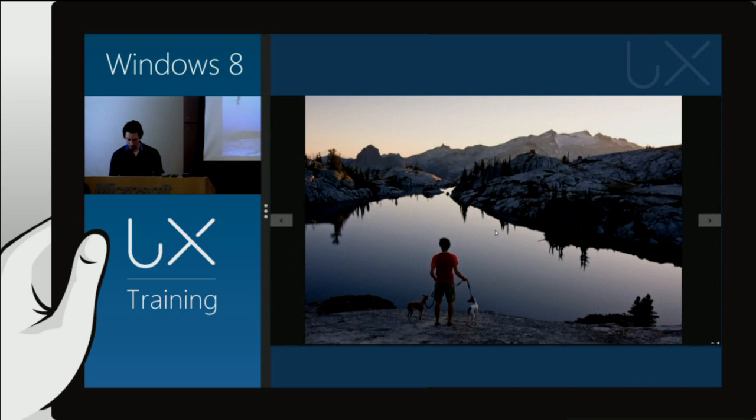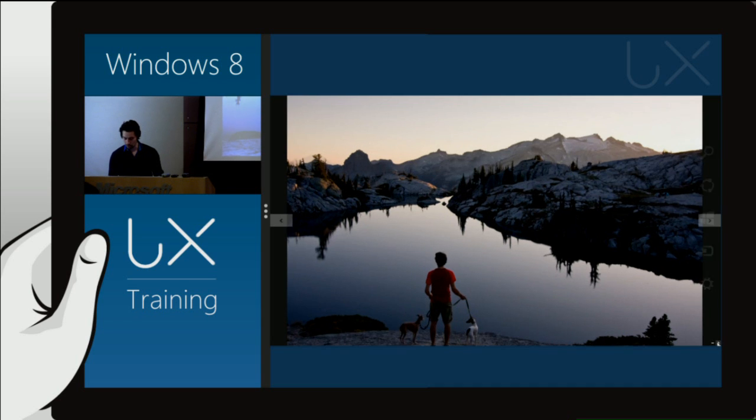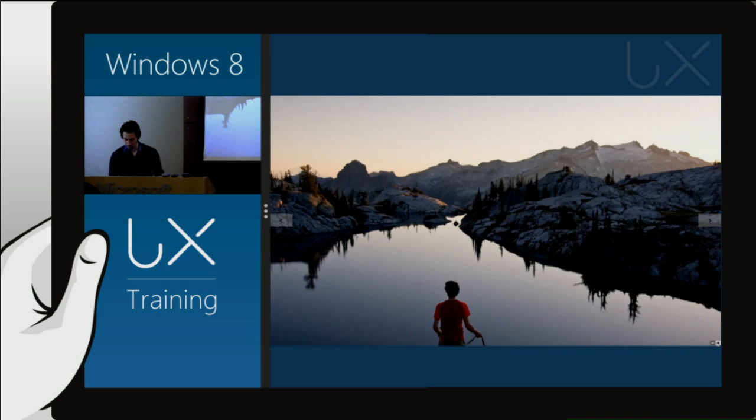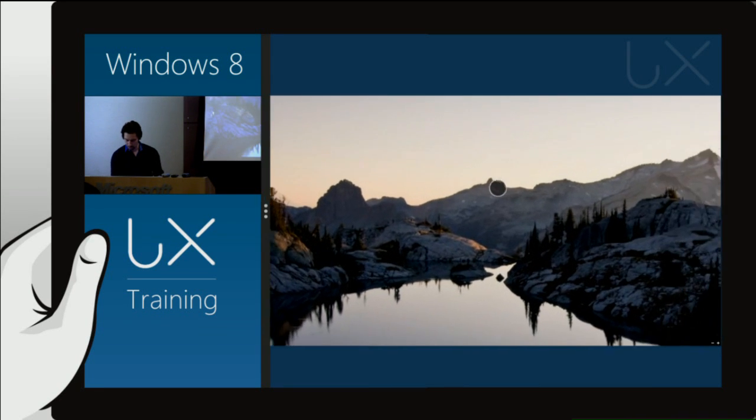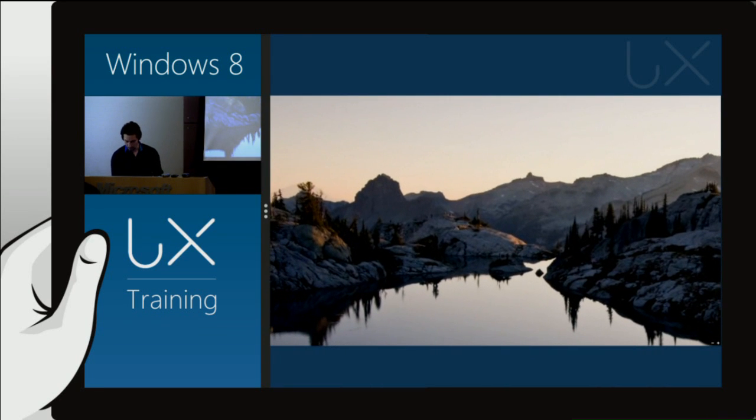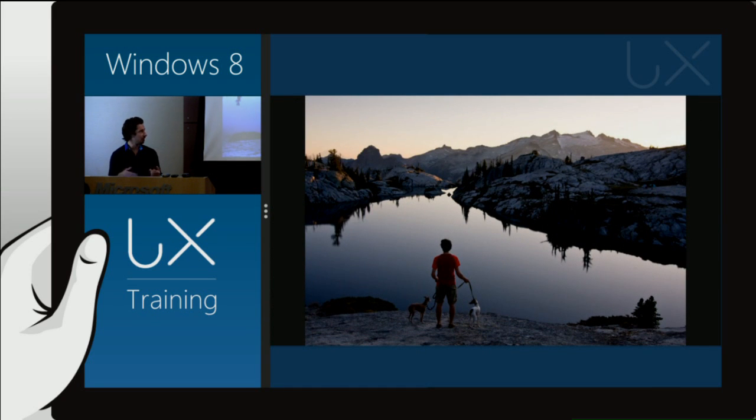If I have my Photos app again, similarly, I can use control to zoom in or out, or use the control scroll wheel, or use the UI buttons that appear just for mouse. So again, when I use touch, those will fade away. Looks like there's a little bit, there you go. So they'll fade away.